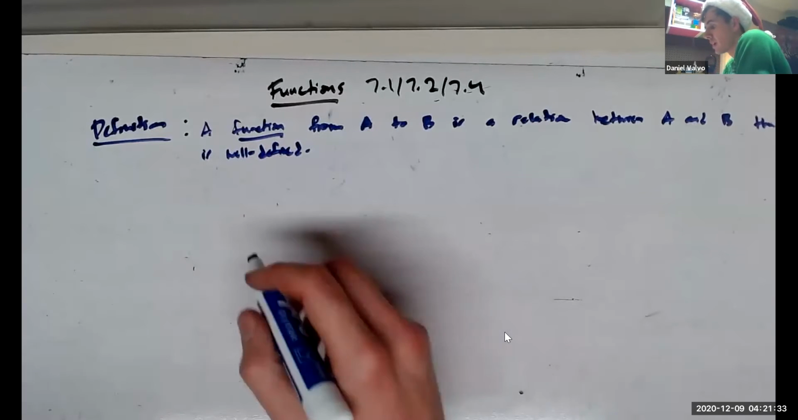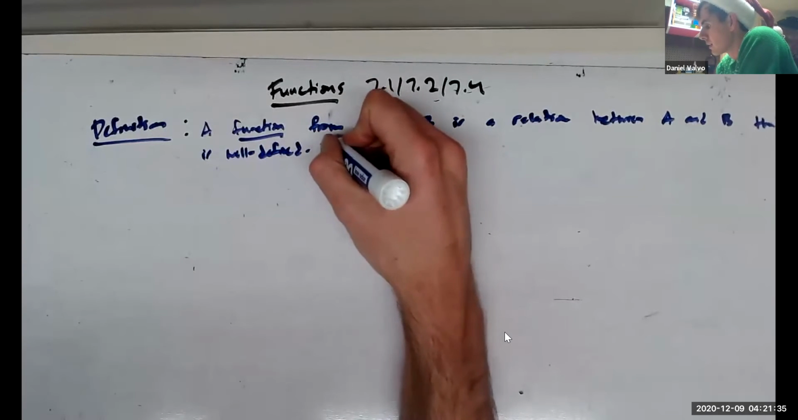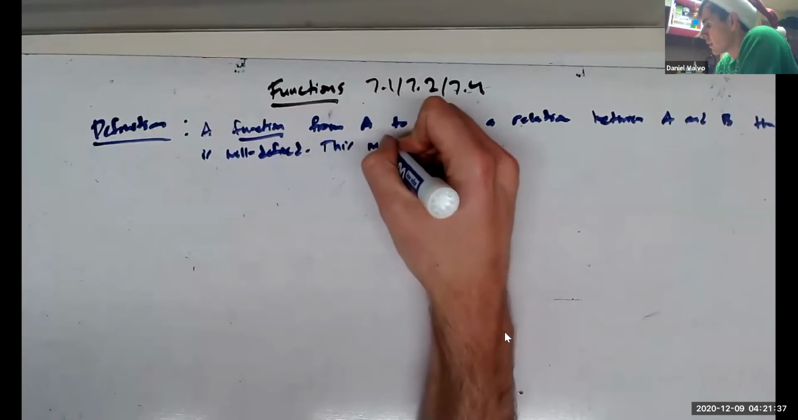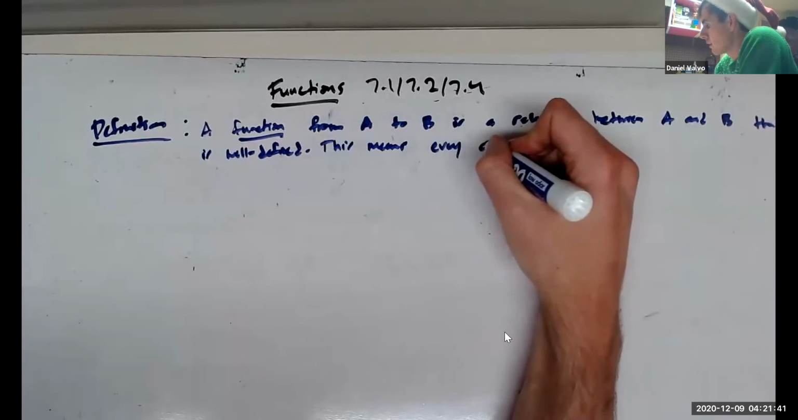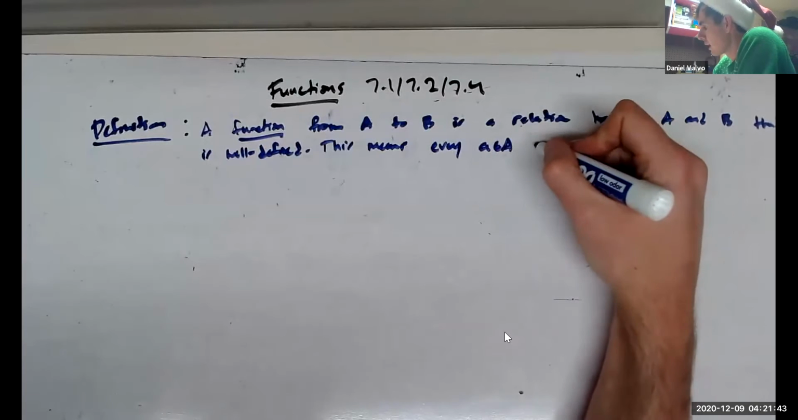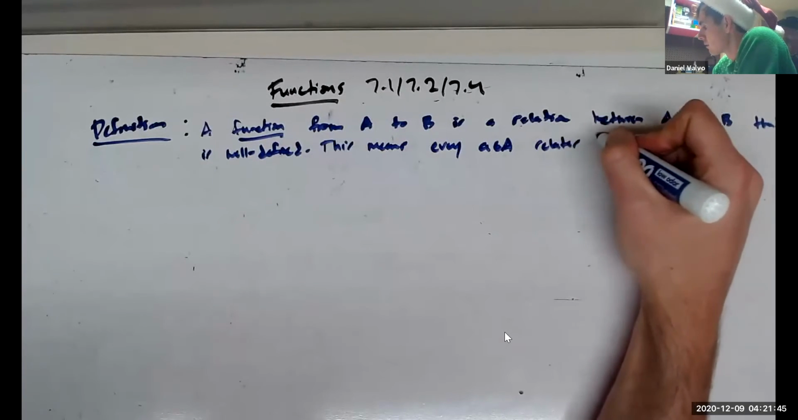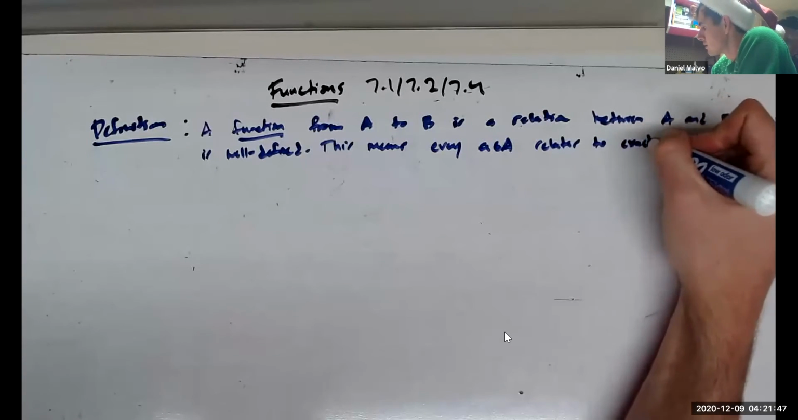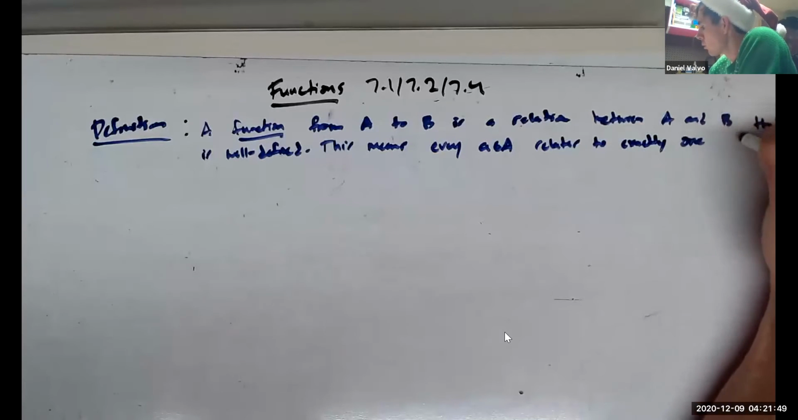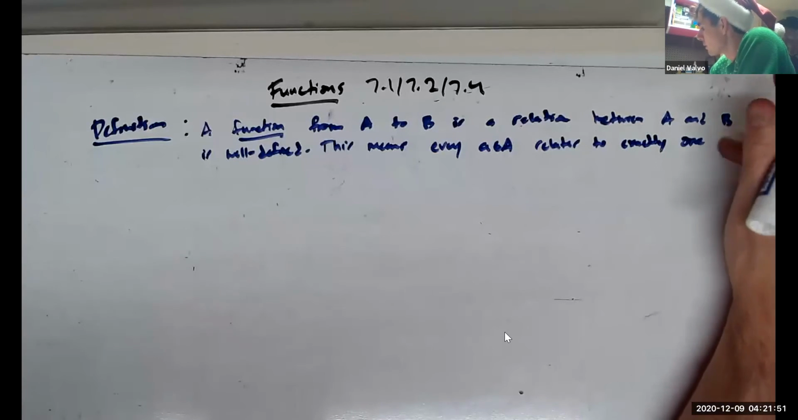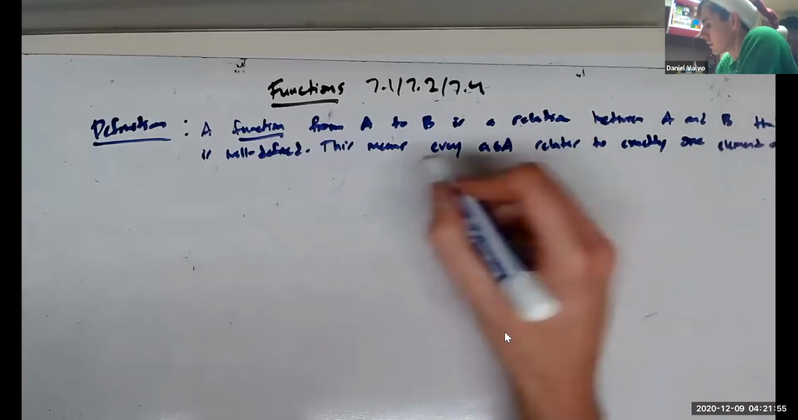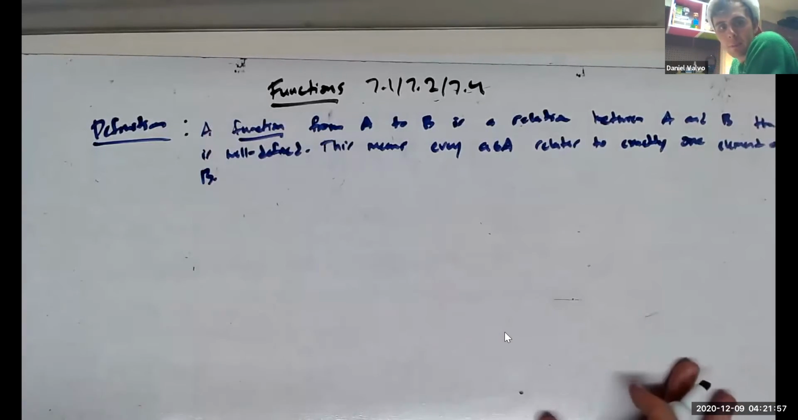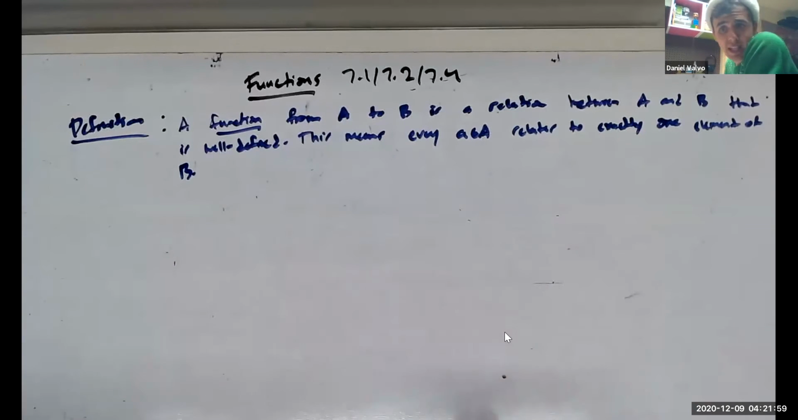And what does it mean to be well defined? This means every A in A relates to exactly one element of B. So just the exact same definition as before.